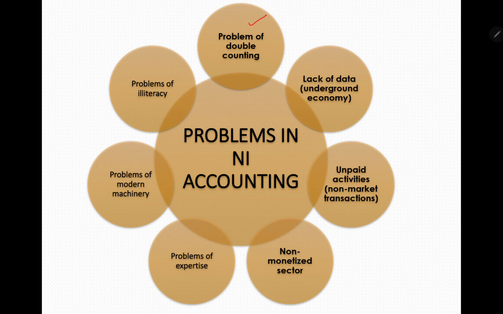So to solve this, the calculation must only include the final goods, because in final goods, they already counted the value for the intermediate goods. Number 2 is lack of data, especially for underground economy.